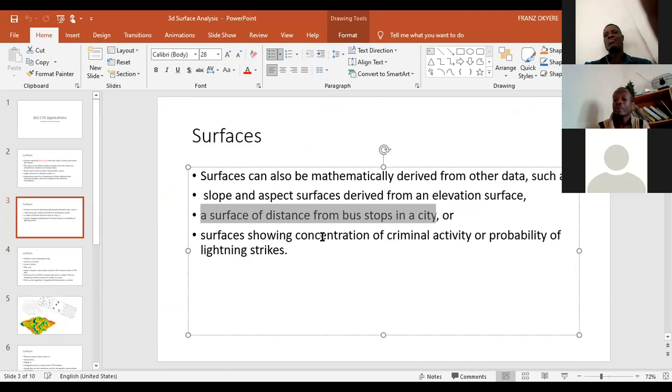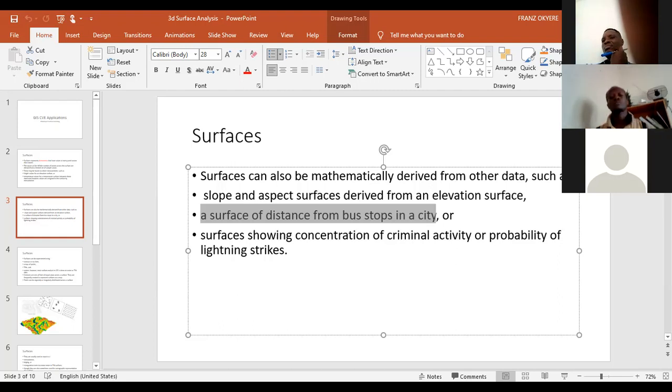Surfaces showing concentration of criminal activity or probability of lightning strikes. Okay, let's go for surfaces showing concentration of criminal activity. That is not engineering, but let's still look at it. Where crime is happening, it's not engineering at all. The bus stop one is engineering. Let's say it's important for us to now make some analysis and decide where the next bus stop should be. But with concentration of criminal activity, let's do it just for the understanding. I won't ask you a question on criminal activity because the application is in civil engineering.